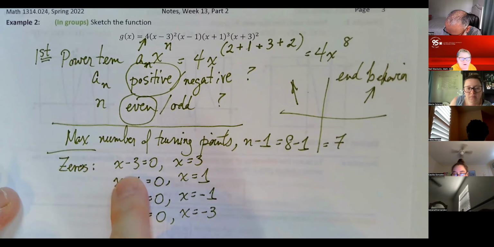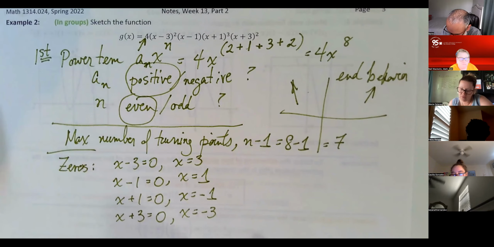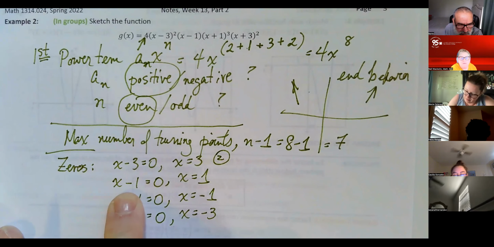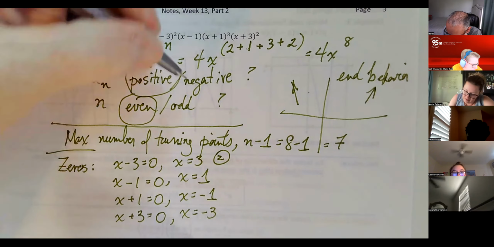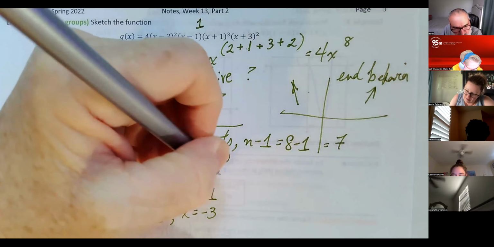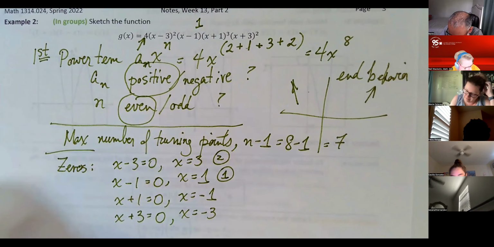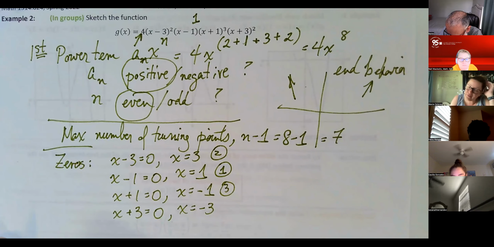Now let's write down the exponent on each of these factors. What is the exponent on the x minus 3 factor? 2. What about the x minus 1 factor? If there's no exponent written, what is the exponent? 1. That's right. I always circle the exponent. On the x plus 1 factor, what is the exponent? 3. And on the x plus 3 factor? 2.